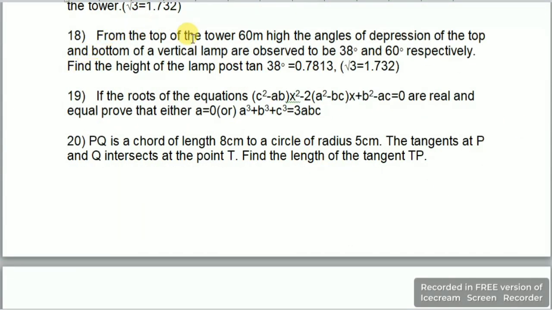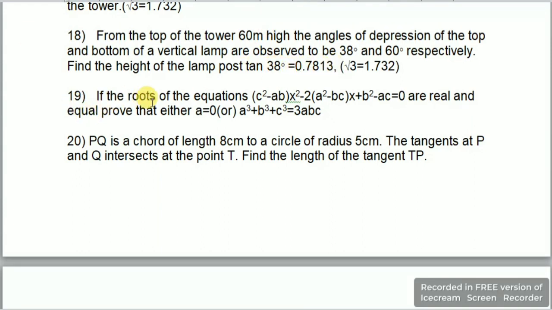18th question, from the top of a tower 60 meters high, the angles of depression of the top and bottom of a vertical lamp post are observed to be 38 degrees and 60 degrees respectively. Find the height of the lamp post. Given tan 38 degrees equals 0.7813.